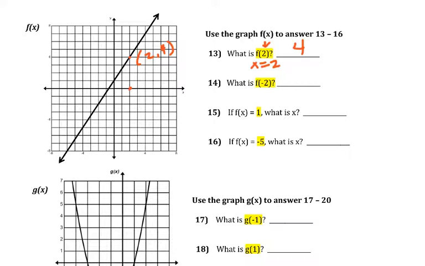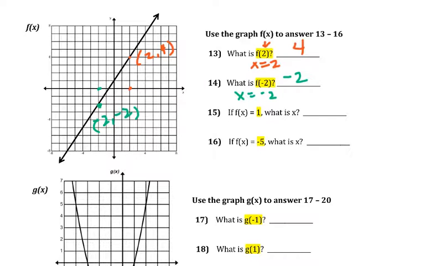The next one says, what is f of negative 2? That means when x is equal to negative 2, what's the output? What's the answer? If I go to negative 2 on my x-axis and then go find the graph, I'm going to have to go down negative 2. So that means the ordered pair negative 2, negative 2 is on the graph. So when x is equal to negative 2, y is also equal to negative 2.